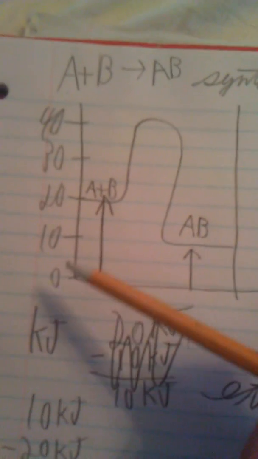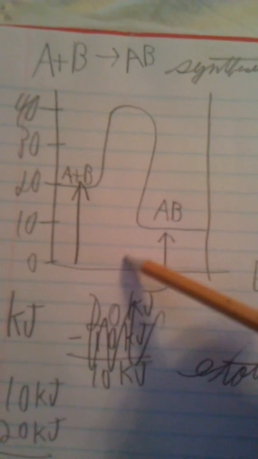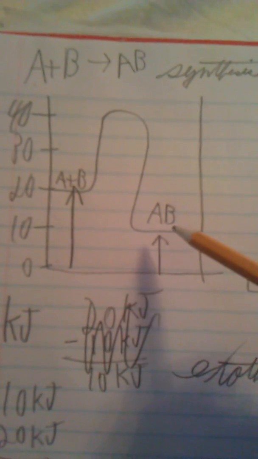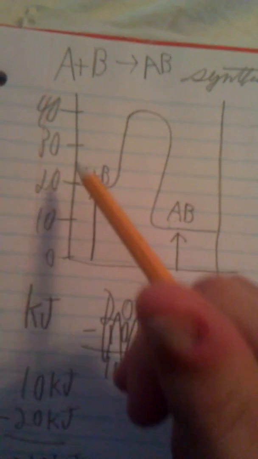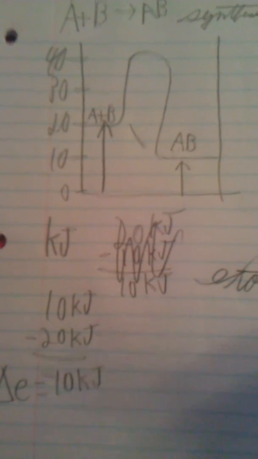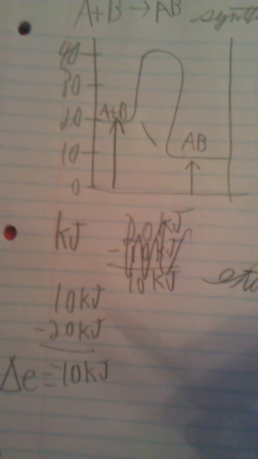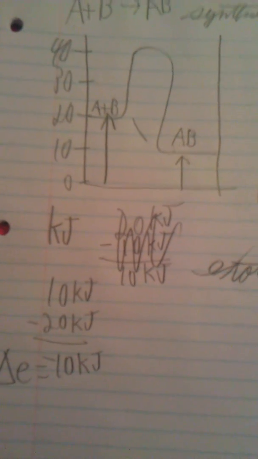So, exothermic. An exothermic reaction is where the products have less potential energy than the reactants. The combined potential energy of this is 20 kilojoules, and the potential energy of this is 10, so it loses 10 kilojoules from here to here. That makes it exothermic. A lot of times, with exothermic reactions, if you actually have the chemicals with you, the thing will get hotter, much to your surprise, because it is losing energy.